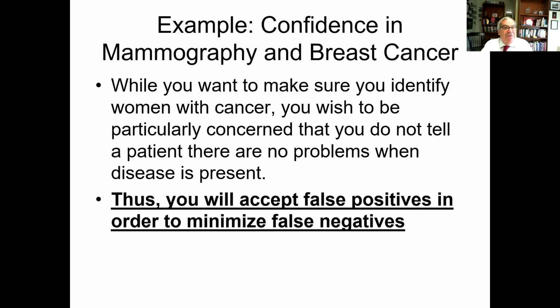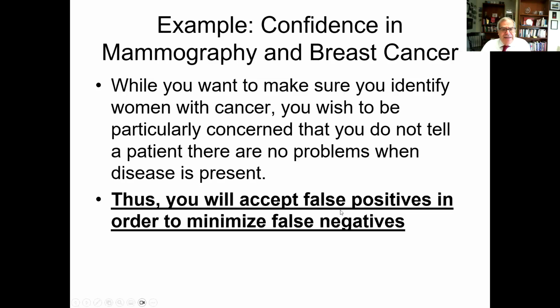Do you do this test in everybody? You have to think about what the prevalence of the condition is. So let's take a hard condition: mammography and breast cancer. You want to make sure that you identify the people with cancer, but you want to be particularly concerned that you do not tell a patient there is no problem when the disease is actually present. So you want to make sure you're getting the women with abnormal findings and bringing them into treatment early, because this is such a devastating disease, and early diagnosis is so very important.